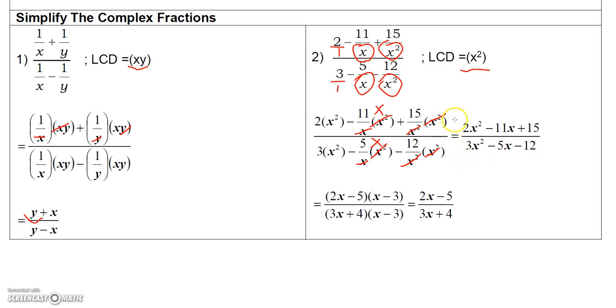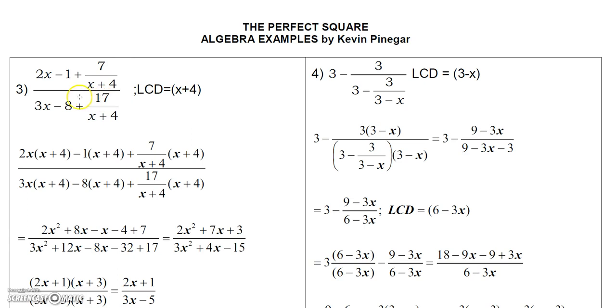Now again, remember, we always want to see if these can be simplified further. So I went ahead and found the factors of the numerator and found that it factors into 2x minus 5 and x minus 3. And it turns out the denominator factors into 3x plus 4 times x minus 3. And since I have a common factor here of x minus 3 that can cancel, because x minus 3 over x minus 3 is 1, then the answer is just going to be 2x minus 5 over 3x plus 4. Okay, we'll do a couple more here.